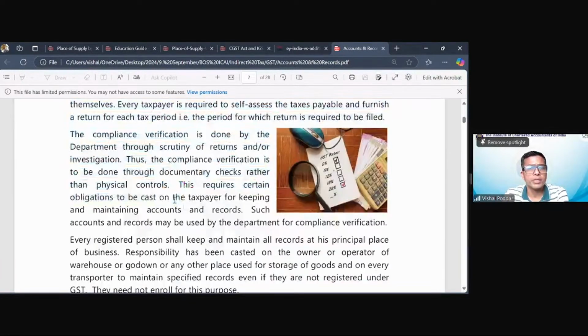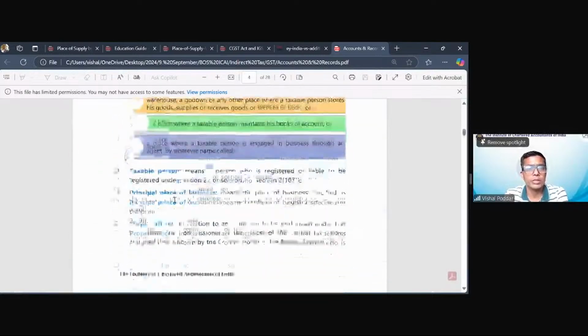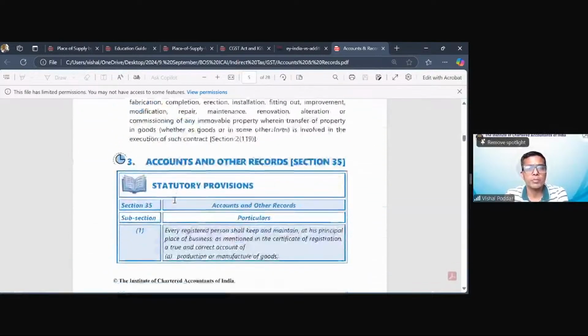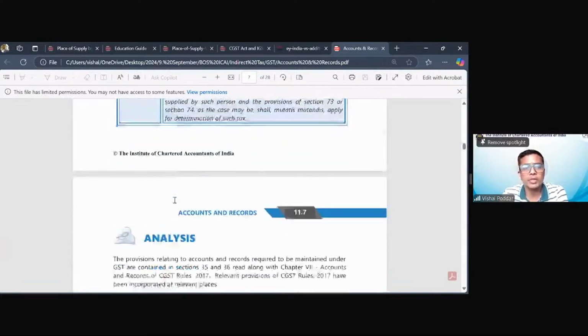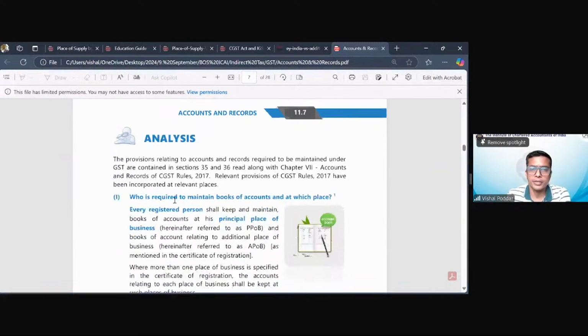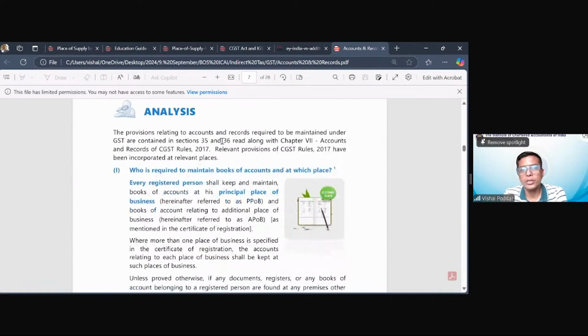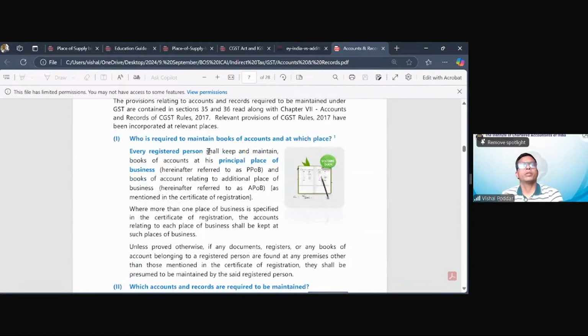It covers basically section 35, which is the main section for maintenance of books. I'll just show you the section first. So it is section 35, which deals with maintenance of books, read with the various other provisions relating to books maintenance. The provisions relating to accounts and records required to be maintained under GST are contained in these 2 sections, 35 and 36, read along with the chapter on accounts and records rules. So there are 2 things we always study, the act and the rules. Now, we go one by one with the question.